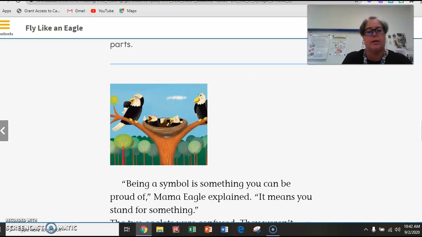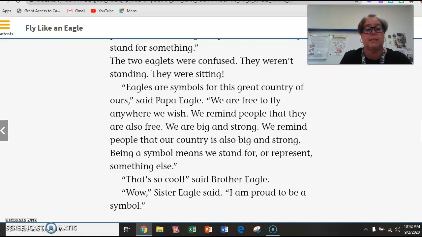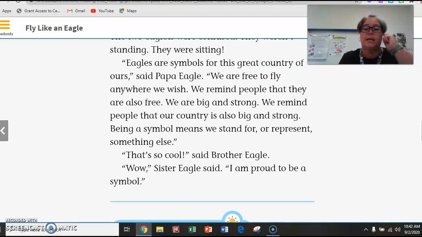So once Father Eagle explained what they meant by being a symbol, then the sister was proud. So we can get clues from this text right here when it says, "Eagles are symbols of this great country of ours," said Papa Eagle. "We are free to fly anywhere we wished." It sounds like Papa Eagle is very proud that the eagle is our national bird. He's very proud, and he's telling his little eaglets, we're big and strong. So he's very proud of the eagles.